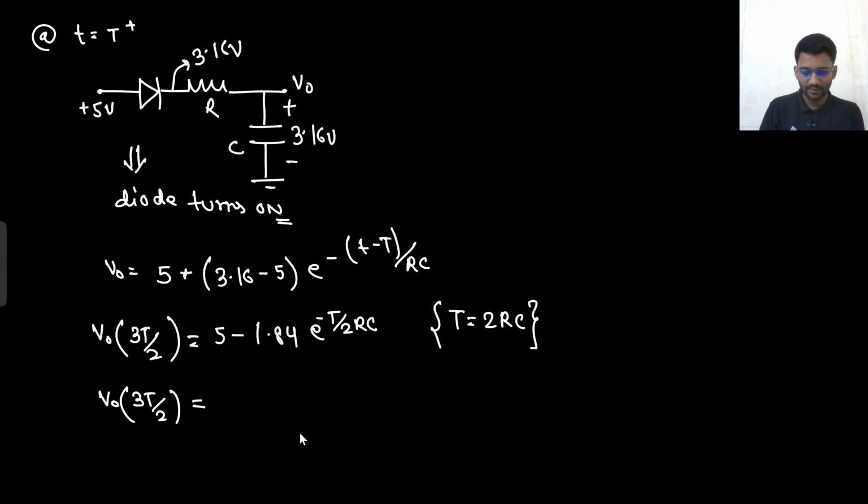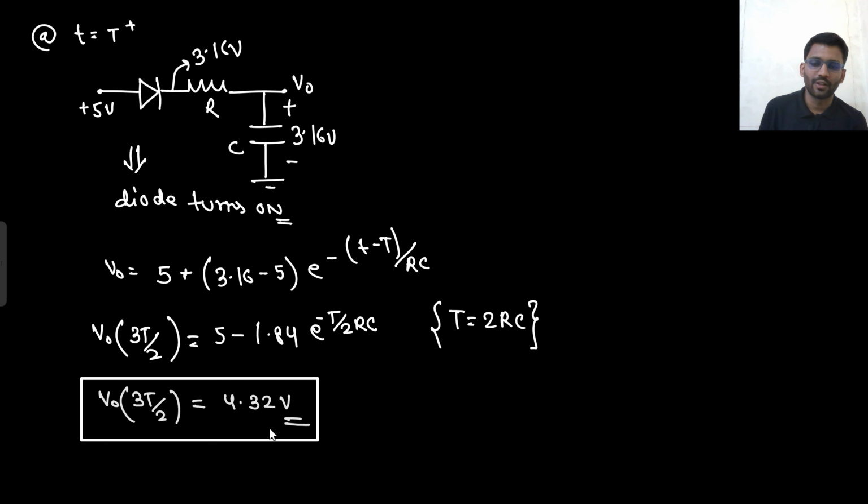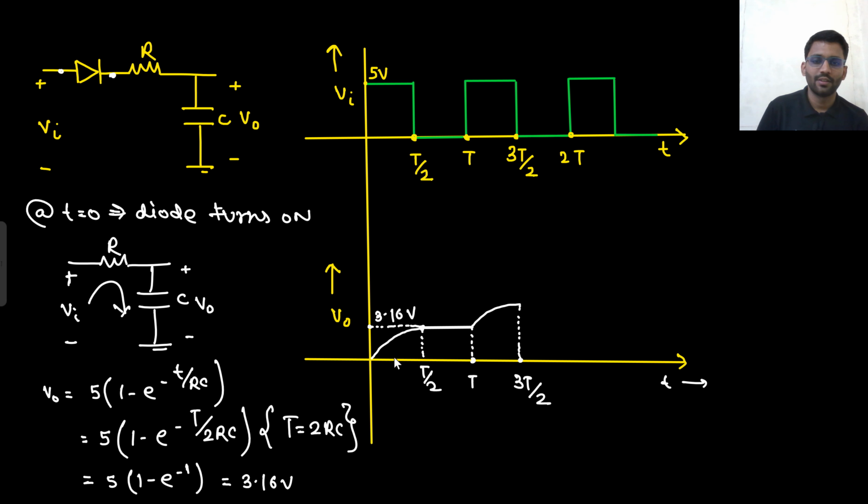So it will be 5 times 1 minus e to the power minus 1, into 1.84, minus 5. So it would be 4.32 volt. So at time t equals 3t by 2, it reaches 4.32 volt. This is 4.32 volt. After that, what do you think will happen?